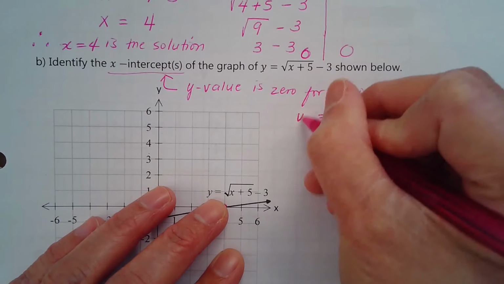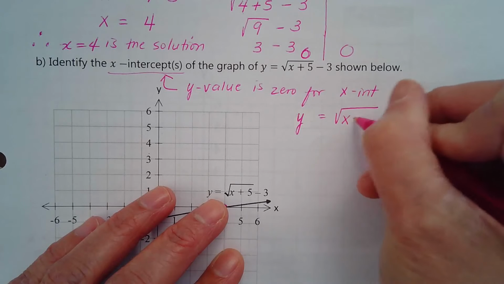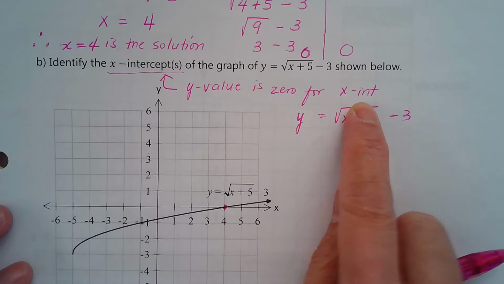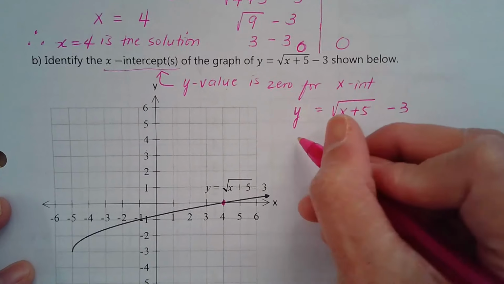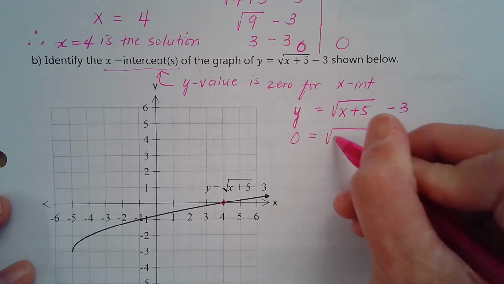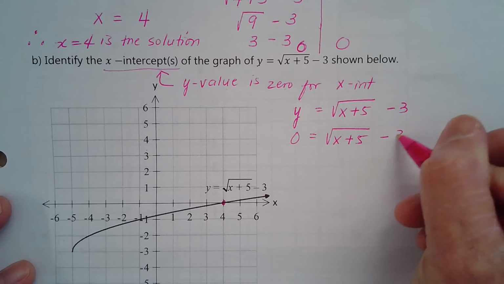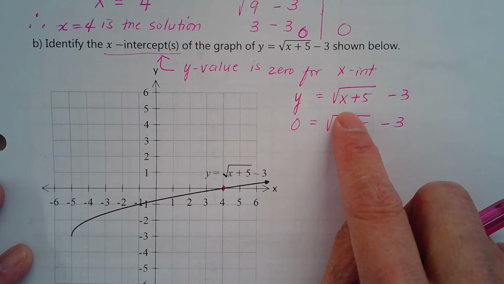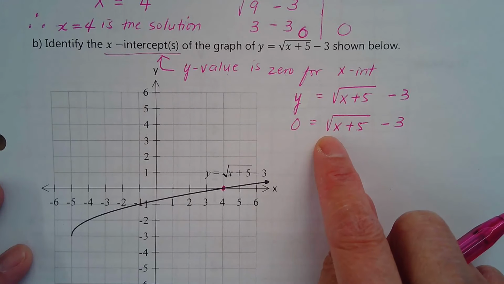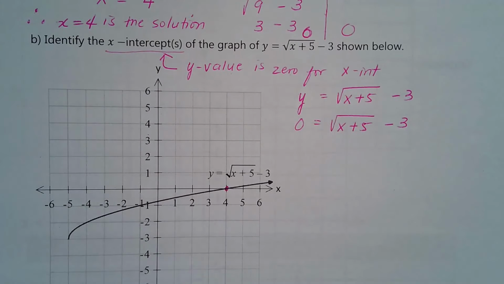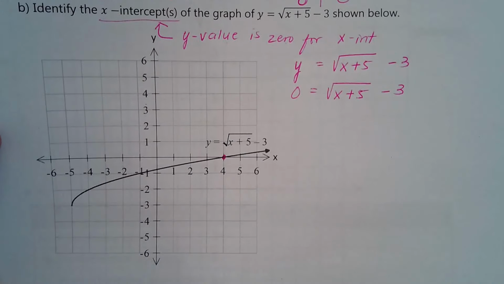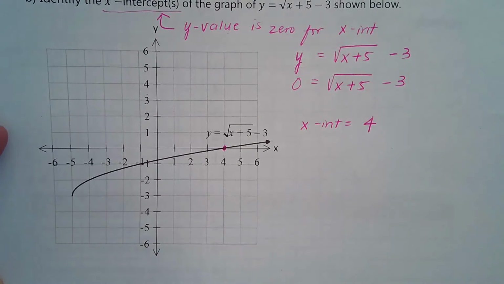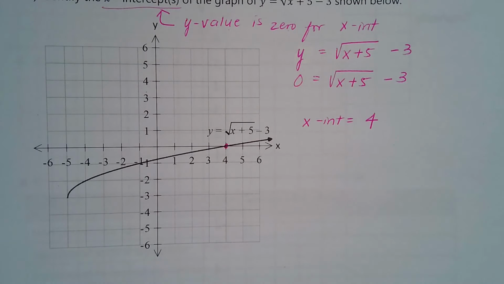So this is what it looks like. y equals the square root of x plus 5 minus 3. If we wanted to find the x-intercept of the graph, we set y equals 0. So 0 equals the square root of x plus 5 minus 3. We already solved this one, and that gives us x equal to 4. So what does that mean? The x-intercept is equal to 4.